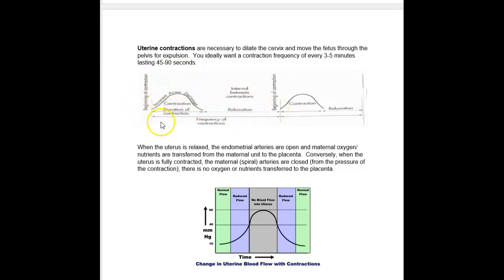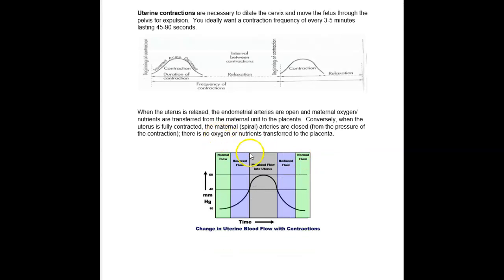So these contractions are needed because that's what pushes the baby out. We love them. But do you see these intervals of relaxation? This is where a baby gets reoxygenated. And this is because when the uterus is relaxed, the endometrial arteries open and provide oxygen and nutrients to the baby via the placenta. You can see at the peak of these contractions, there is no blood flow into the uterus. So that means nothing can go to the baby. So baby's not getting any oxygen or nutrients during this period.